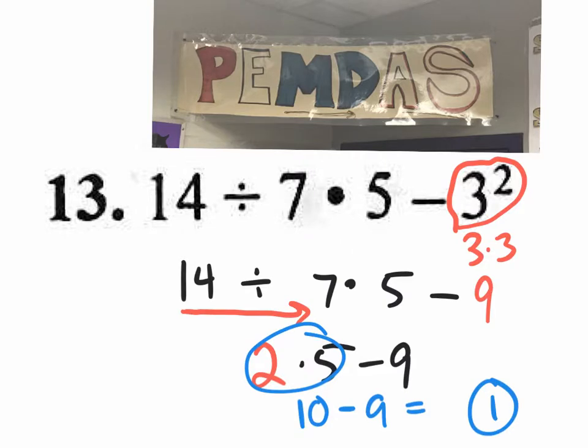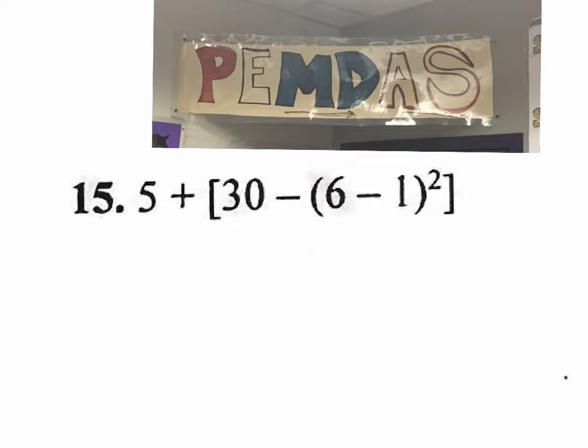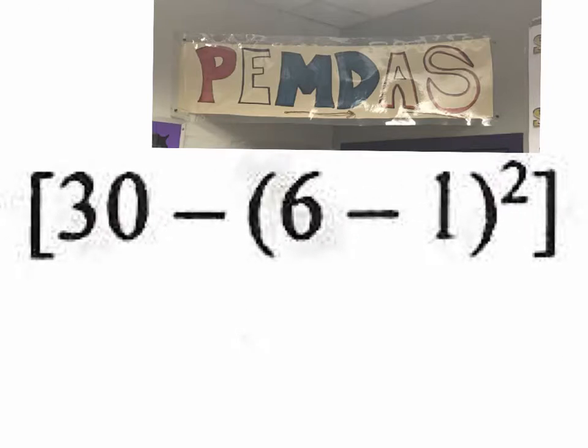Let's jump to number 15. So number 15, we do have parentheses. Now, there's not only parentheses right here, but there's also brackets. So remember, parentheses and brackets, they tell you to zoom in. So we're going to ignore the plus 5 for right now. And inside those brackets, we have subtraction and some more parentheses and exponents. So again, you're going to zoom into the parentheses again even further.